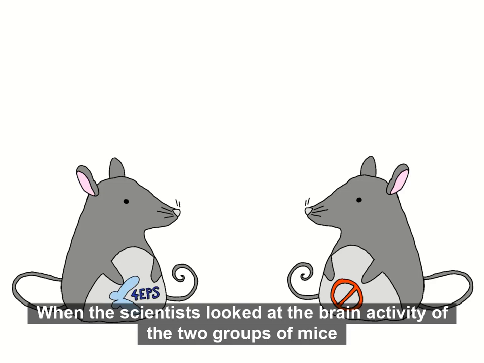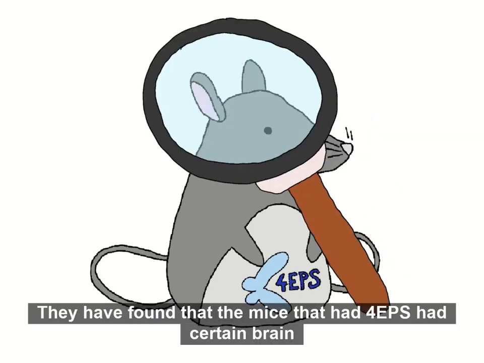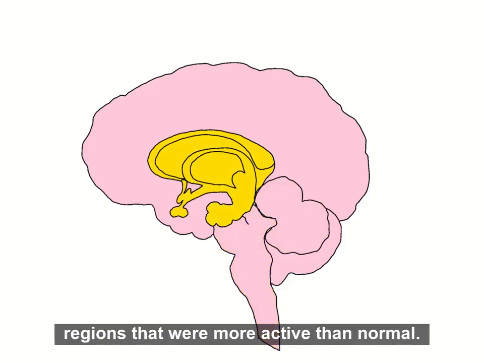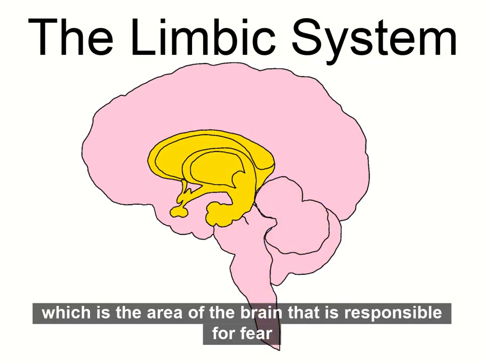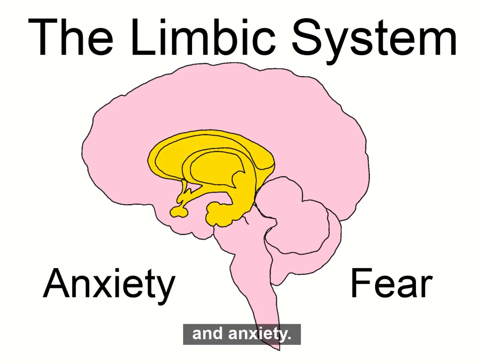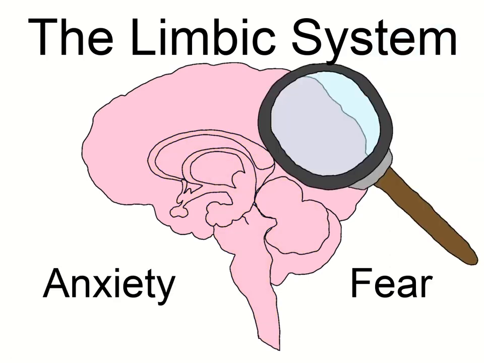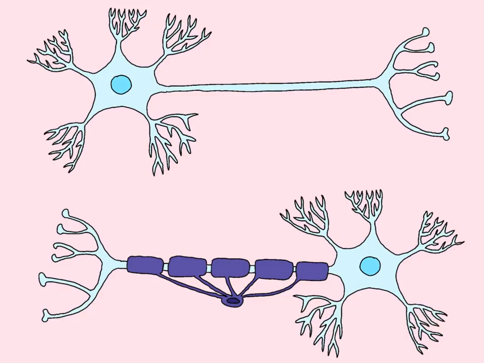When the scientists looked at the brain activity of the two groups of mice, they found that the mice that had 4-EPS had certain brain regions that were more active than normal. These brain regions were all part of the limbic system, which is the area of the brain that is responsible for fear and anxiety. The researchers decided to look deeper. When the scientists investigated the cells of the mice, they found something interesting.